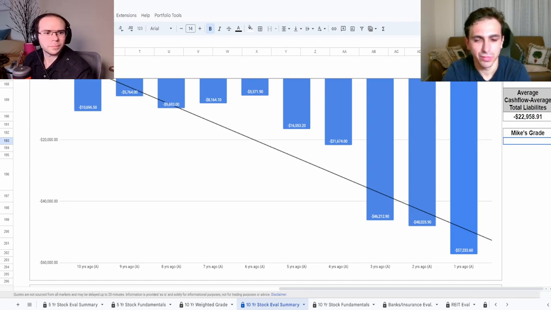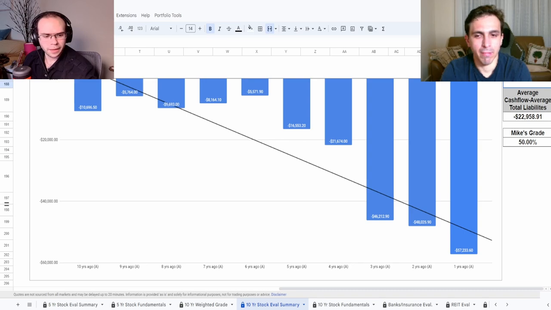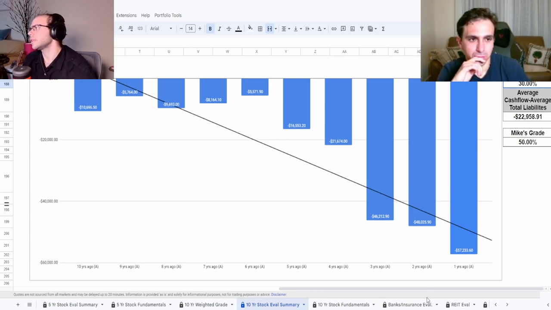I go back to a 50 just because I don't know how it's impacting the business necessarily. It can be a split between not positive or negative. I'm personally going to give this like a 30%. It is massively in the red when it comes to this, and the fact that their cash flow is just not keeping up with this is a big problem for me.